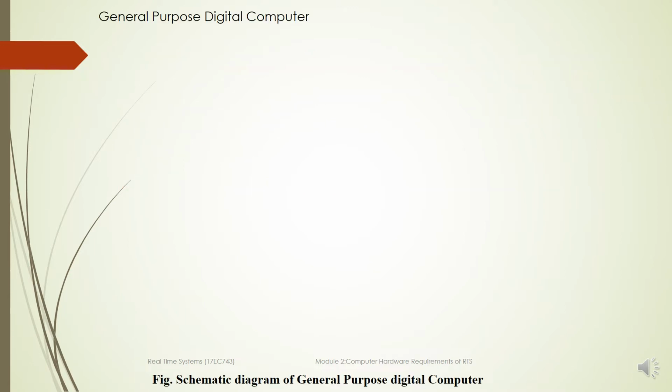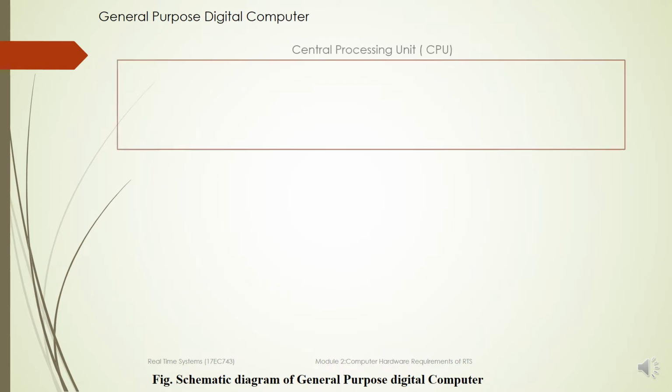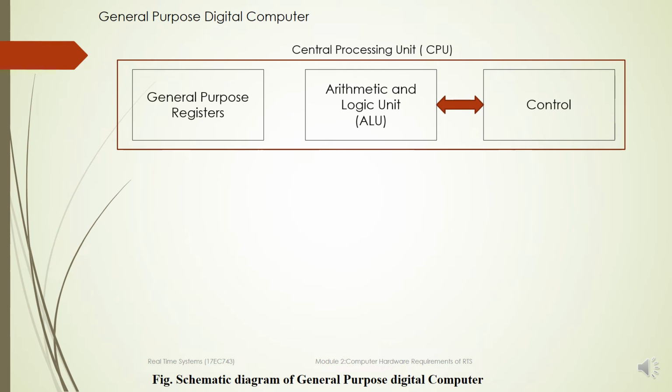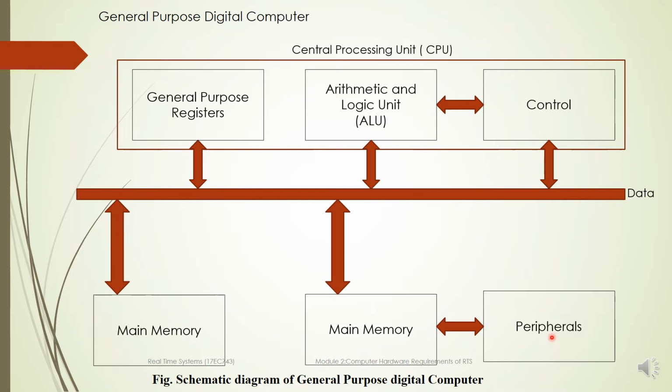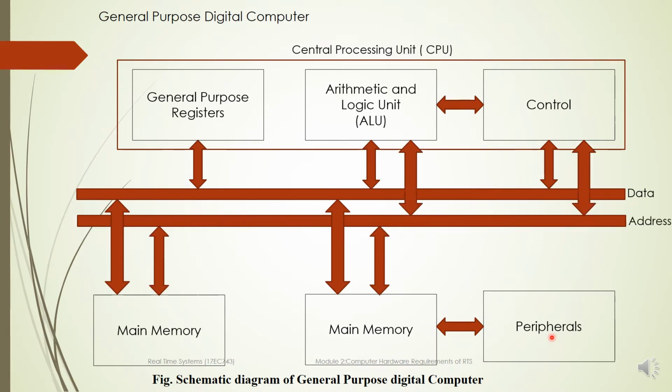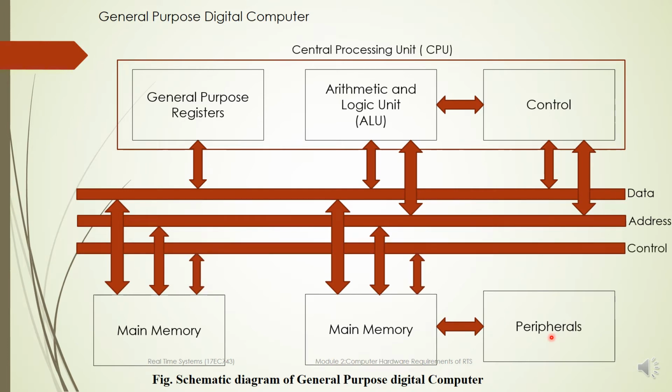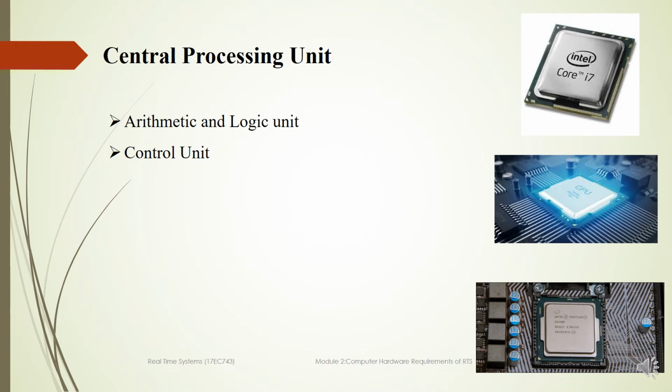So let's see what is a general purpose digital computer. We have a CPU, which is a central processing unit, and we have a main memory and peripherals, which are connected through various buses, that include the data bus, address bus and control bus. This is the basic structure, or a basic diagram, of a general purpose digital computer.